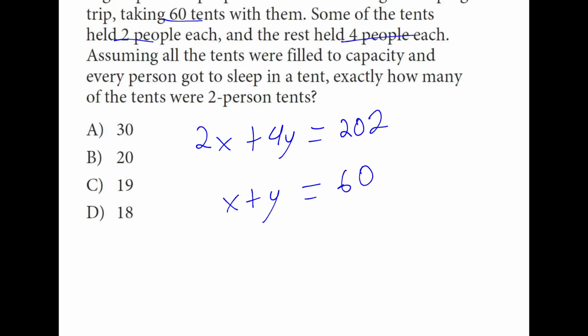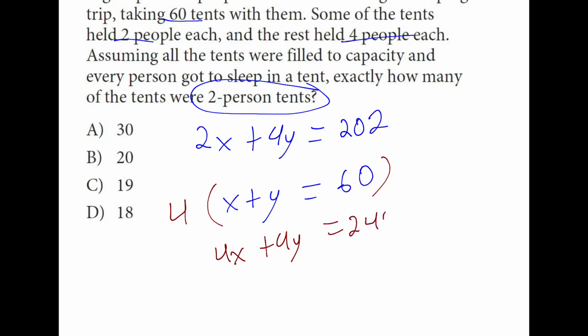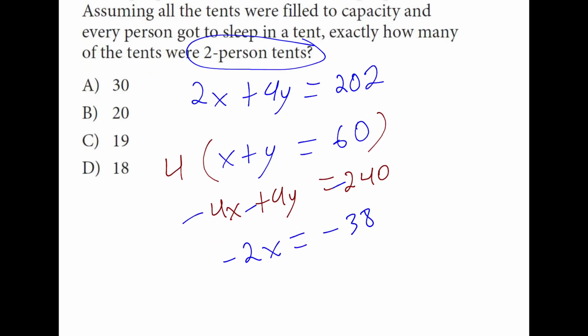And they want to know how many were 2-person tents. The way I set it up, X is going to be the 2-person tent. So we want to solve for X. To do that, I could use substitution, but I'm just going to go ahead and multiply this entire bottom equation by 4. That way my Y column lines up. And then I'm going to subtract straight down all 3 columns. So negative 2x, the y's go away. Negative 38. When I divide, I get that x is equal to 19.